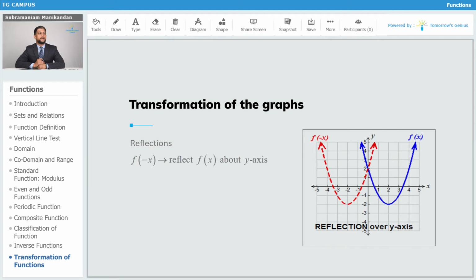Reflections: f(minus x) reflects the graph about the y-axis. So instead of x, if we replace it by minus x, the whole graph of f(x) gets reflected about the y-axis like that.